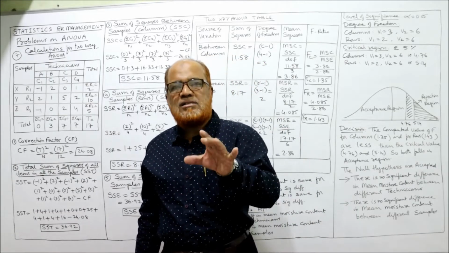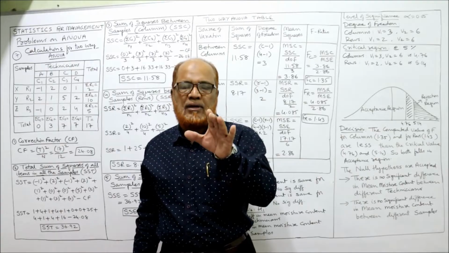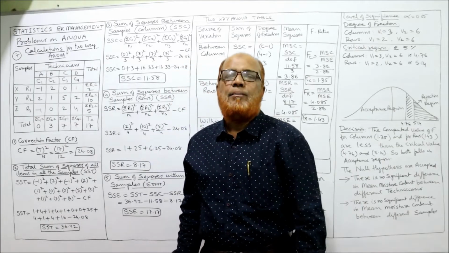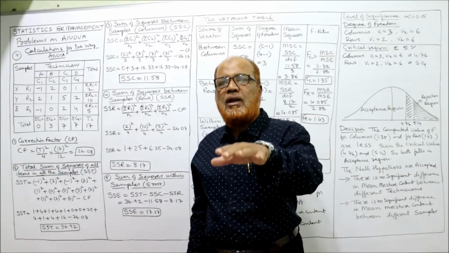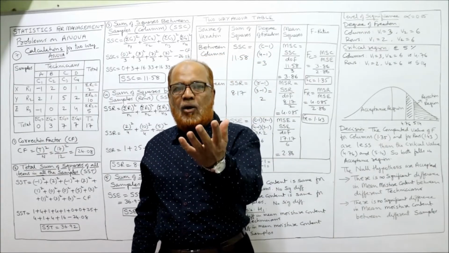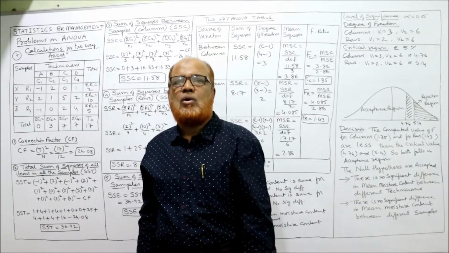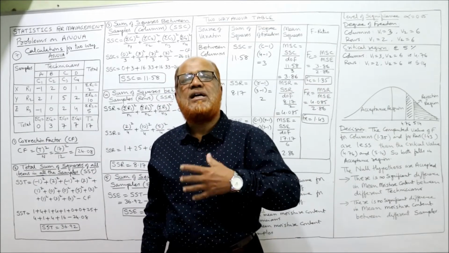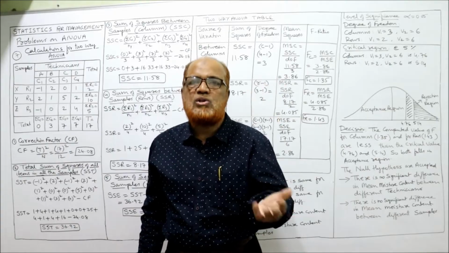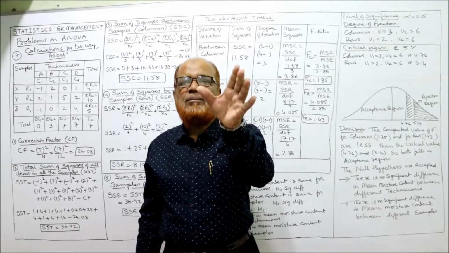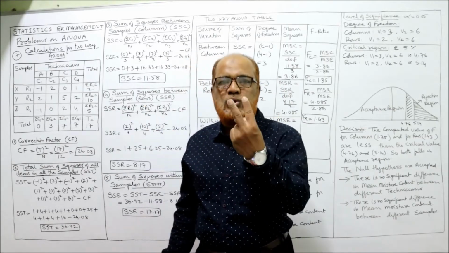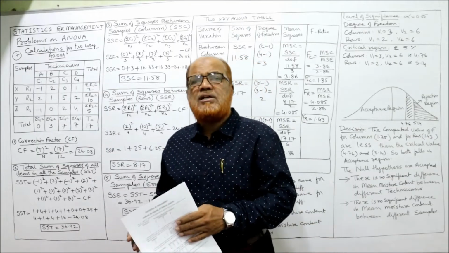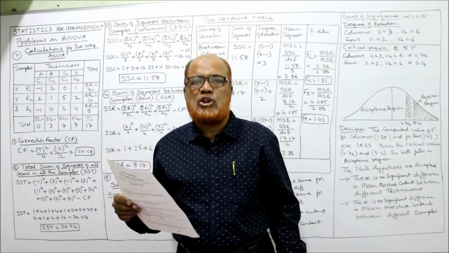But sometimes it asks you to find out the differences between fertilizers and also between different plots, because yield does not depend only on fertilizer. The yield also depends on the fertility of the soil, on the plot of land. So we want to find out whether there is a significant difference in the plots of land and also between the fertilizers. We apply two-way ANOVA.